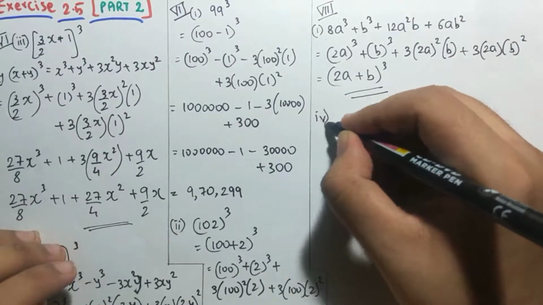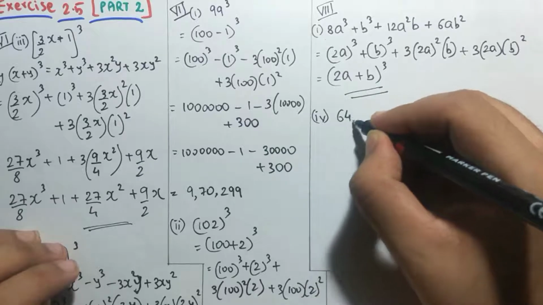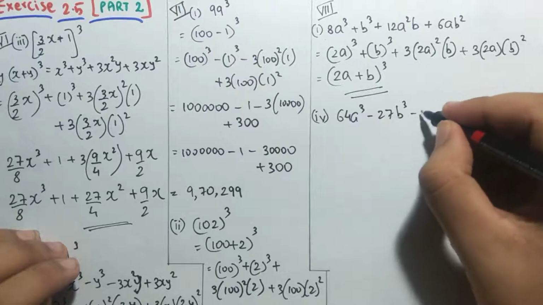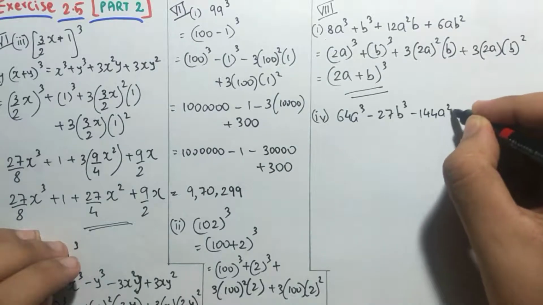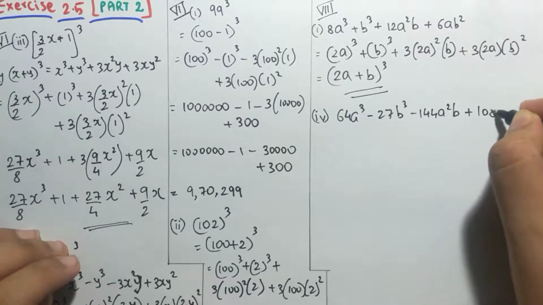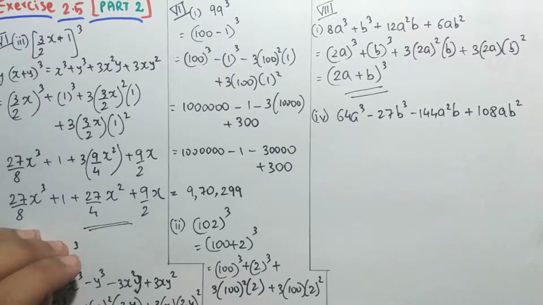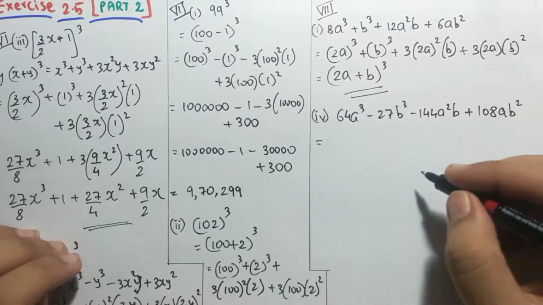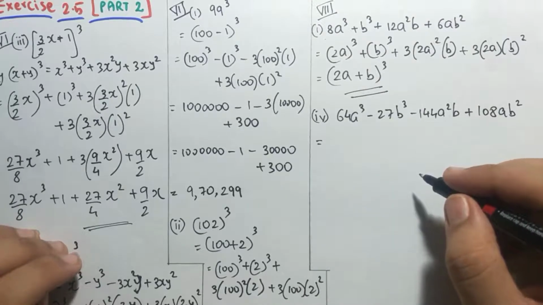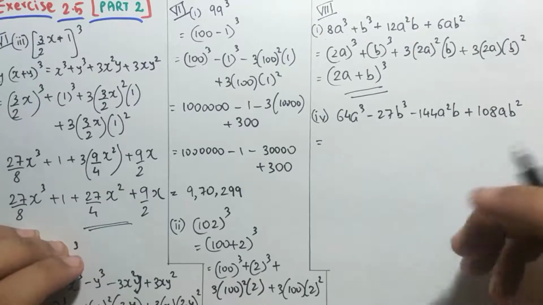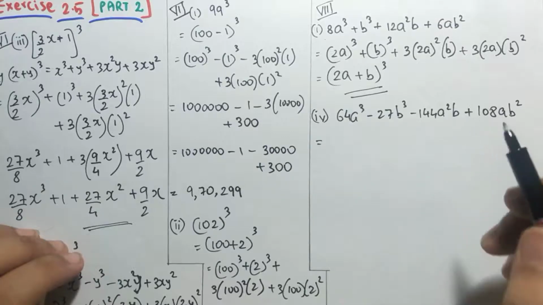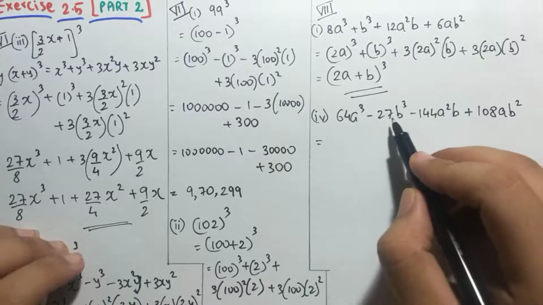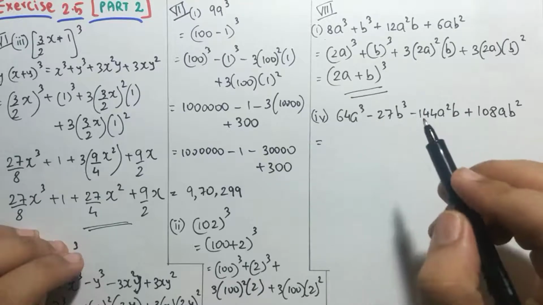Fourth one, 64a cube minus 27b cube minus 144a square b plus 108ab square. Again, 4 terms. Out of 4 terms, anything common? No. Second check done. Third check: out of 4 terms, any 2 terms are perfect cubes? Yes. 64a cube is a perfect cube. 27b cube is a perfect cube.